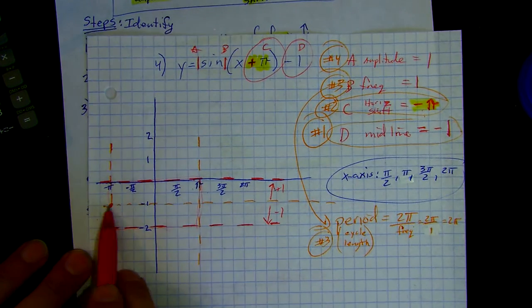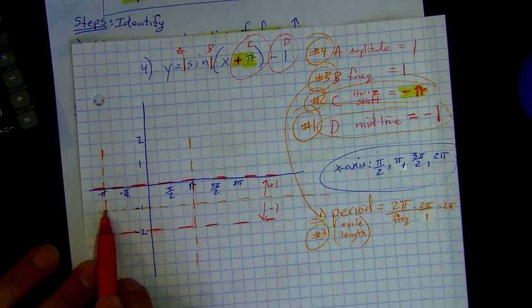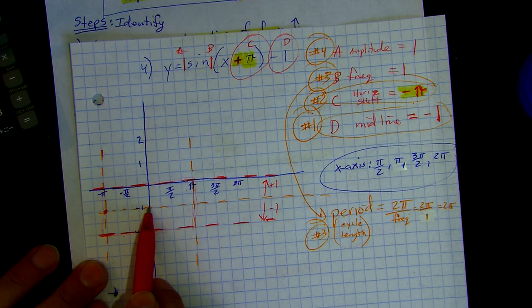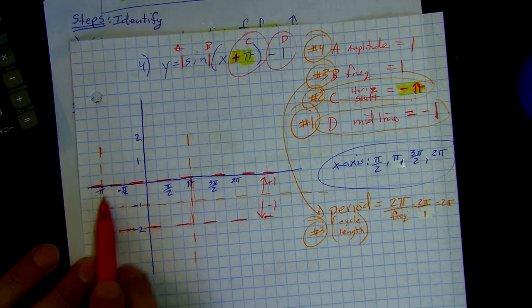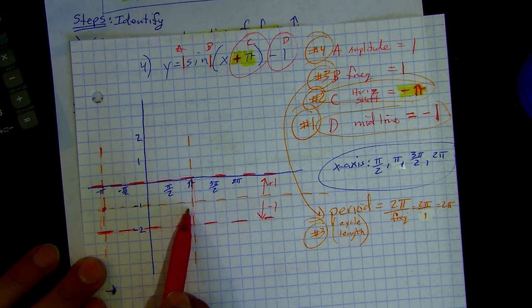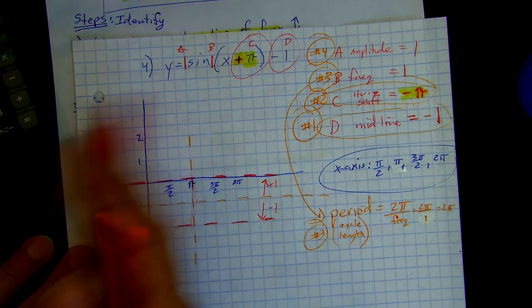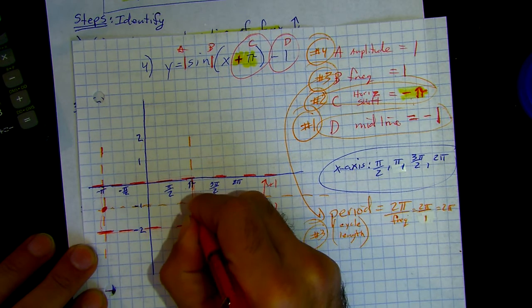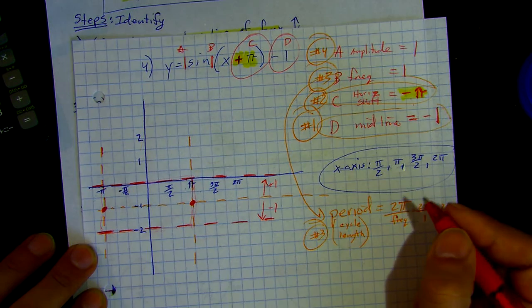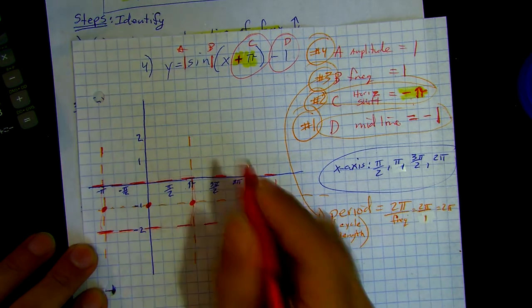So we found the midline. We found the horizontal shift was negative pi, so we start over here instead of right on 0. And then I saw that the frequency was 1, so I know that it takes 2 pi to go around a whole cycle. You start to see what it's going to look like? I know my amplitude is 1 above the midline, 1 below the midline. And I know that if it starts here, it's going to end here, right? So it's going to go up, it's going to go down, it's going to come back up. I know it goes through the midline right in the middle.